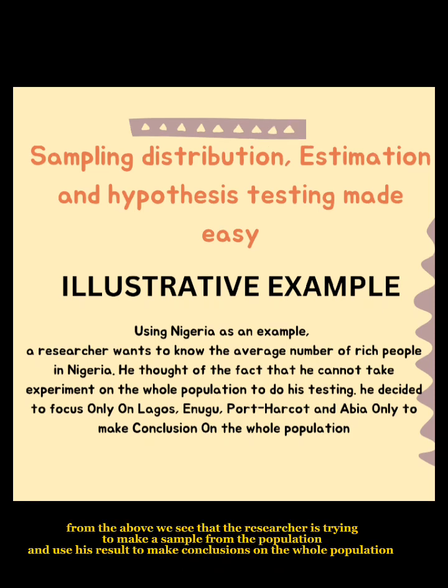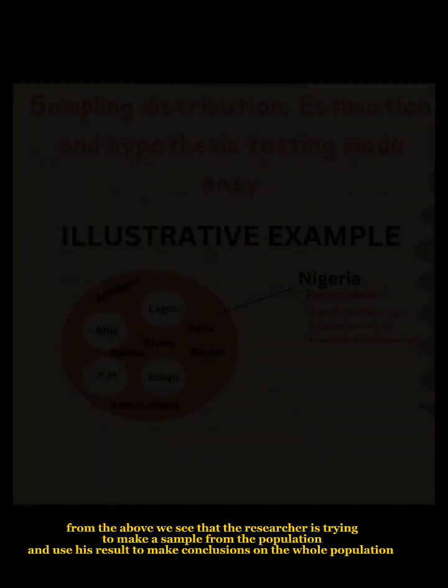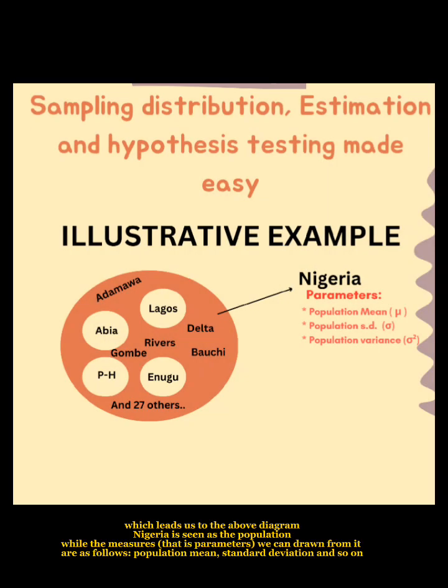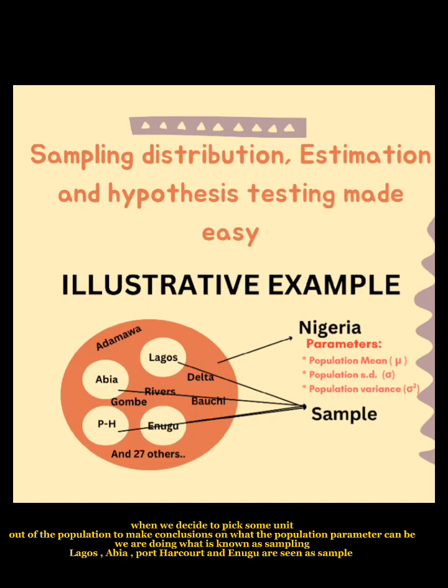From the above we see that the researcher is trying to take a sample from the population and use his result to make conclusions on the whole population, which leads us to the above diagram. Nigeria is seen as the population, while the measures, that is parameters, we can draw from it are as follows: population mean, standard deviation, and so on. When we decide to pick some units out of the population to make conclusions on what the population parameter can be, we are doing what is known as sampling. Lagos, Abia, Port Harcourt, and Enugu are seen as the sample.